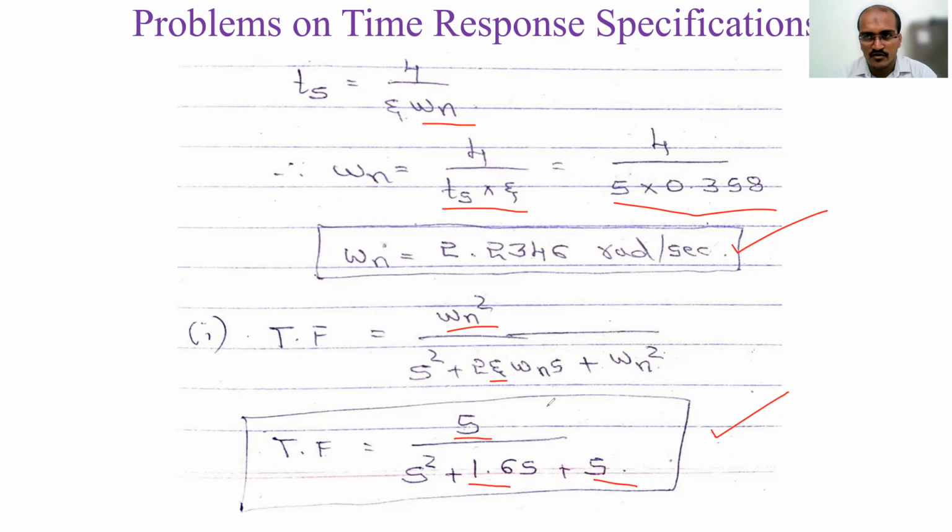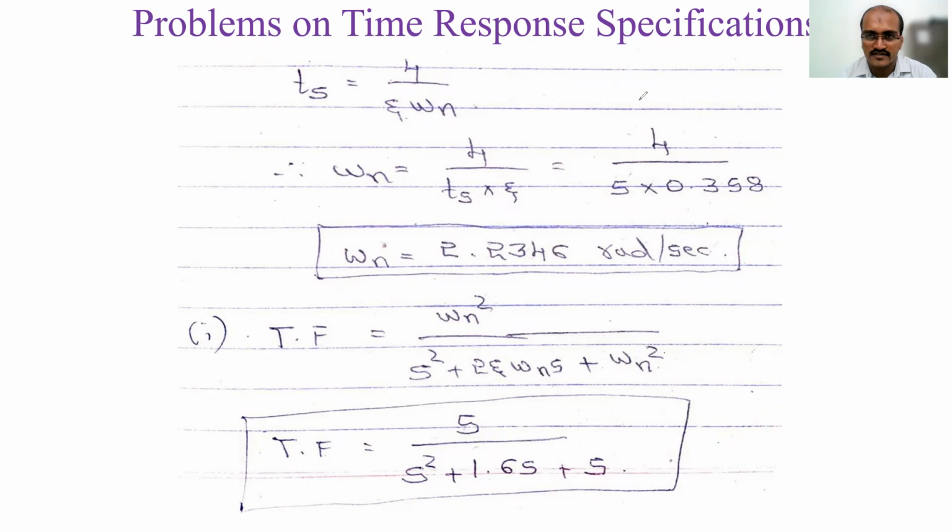That is the simple variety. Now we are in the reverse process. The time response specifications are given. From that we find zeta and omega n, and then we put them in the standard transfer function to get the transfer function. Okay, so next, the second one, what have they asked?